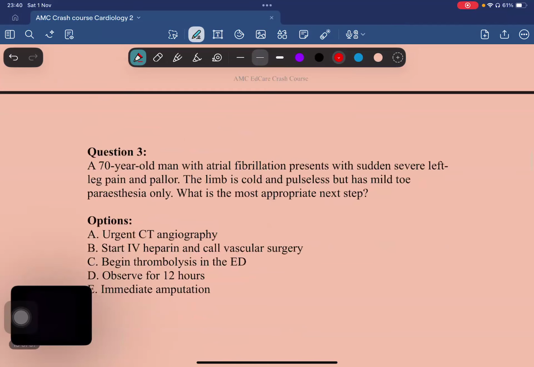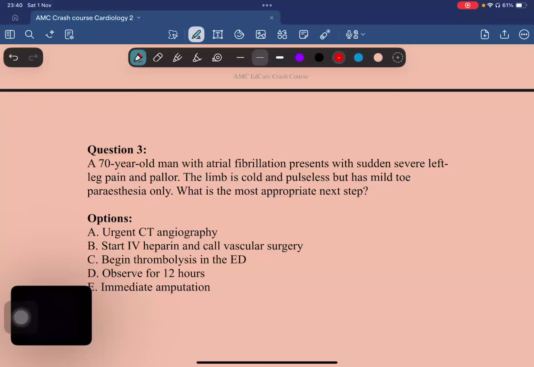And let's just do this question. This is a 70-year-old man with atrial fibrillation, who presents with sudden severe left leg pain and pallor. The foot is cold and pulseless, but has mild toe paresthesia only. What is the most appropriate next step? The answers are: urgent CT angiography; start IV heparin and call vascular surgery; begin thrombolysis in the emergency department; observe for 12 hours; immediate amputation.